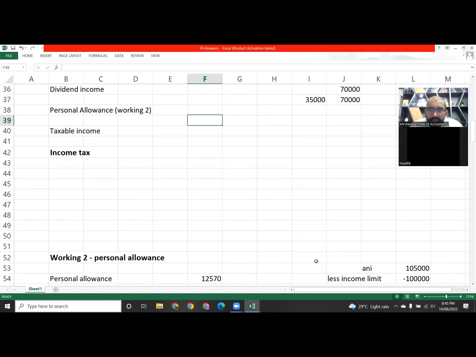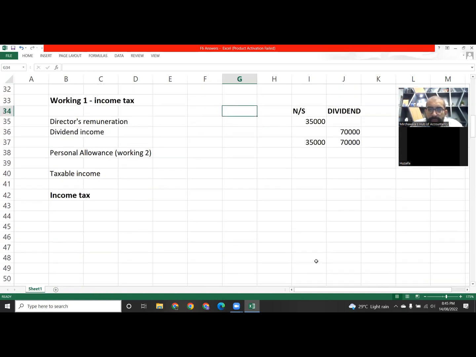So look here. It's 10070. And yes, the priority for deducting personal allowance is always first non-saving income. Students, look here. You have now, this is your final taxable income. Okay. Now you can calculate the tax yourself.